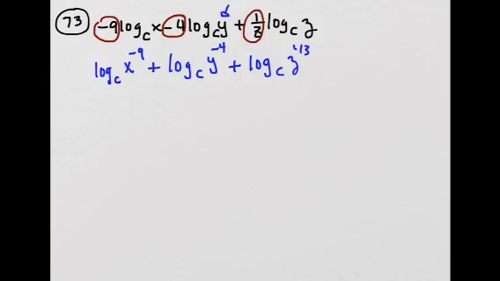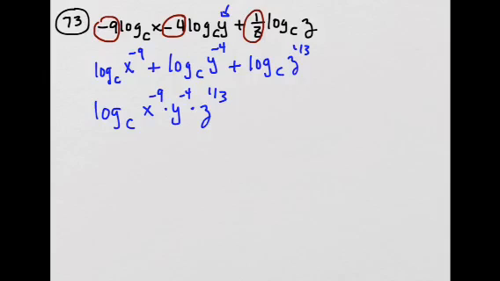So this is the sum of 3 logs, right? So the sum of logs is the log of the product. So I'm going to convert these 3 logs into a single log, doing x to the negative 9 times y to the negative 4 times z to the 1/3.